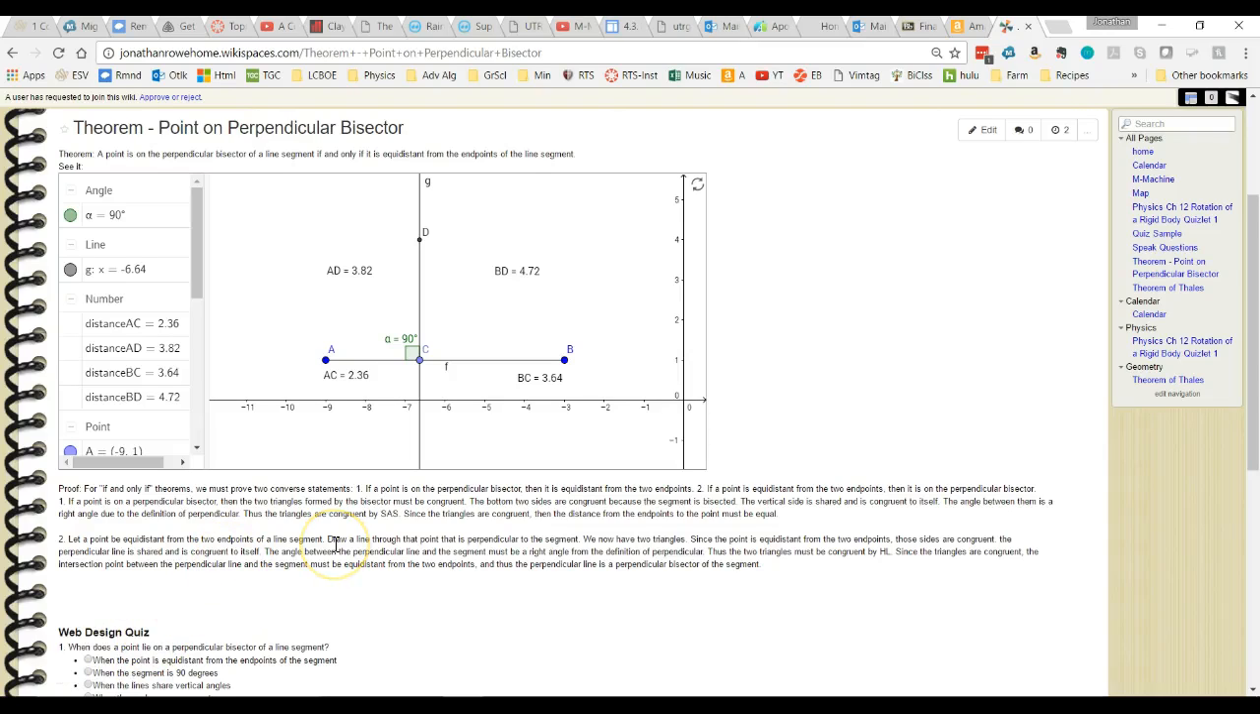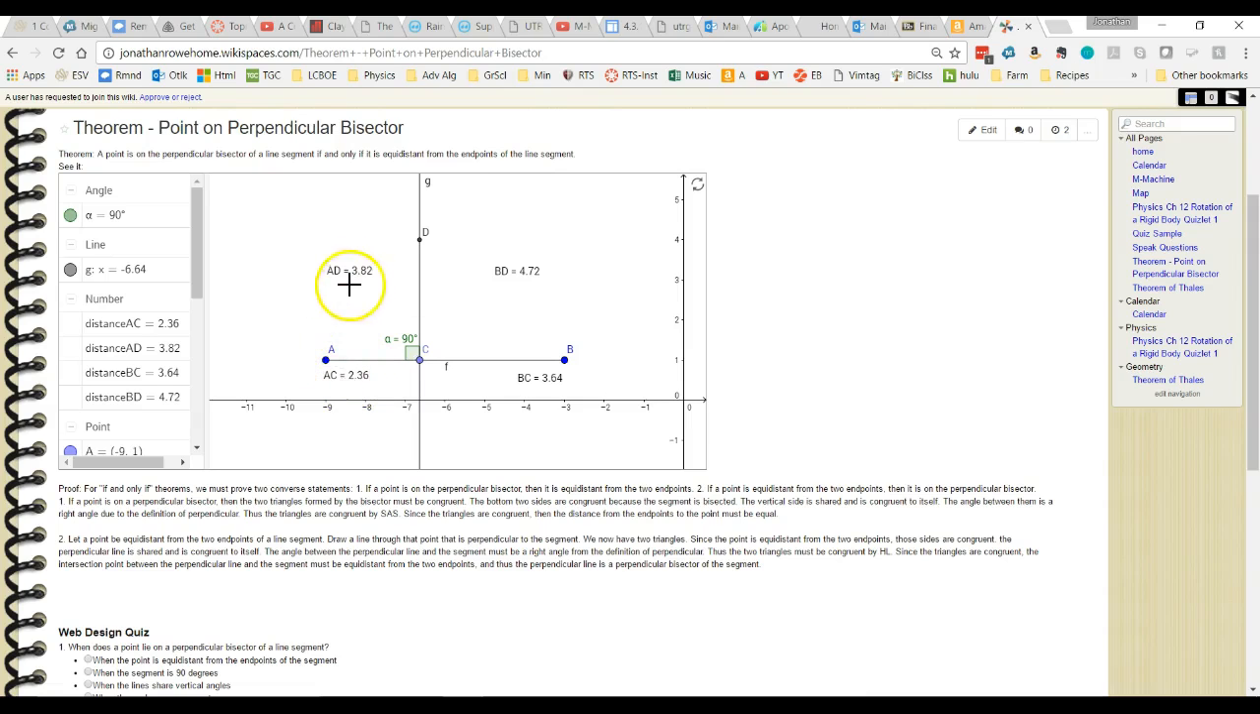Welcome to a video about a theorem regarding a point on a perpendicular bisector. Here we can have a little visual of what's going on. We have a line segment AB, and we have a line CD that is intersecting this line orthogonally, or perpendicularly.